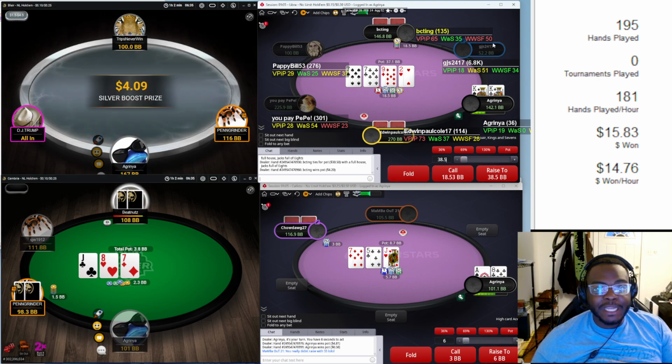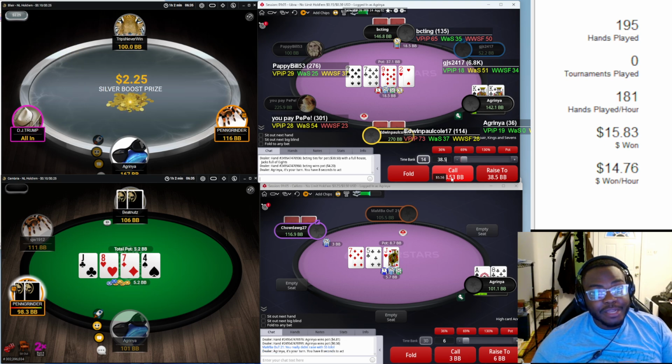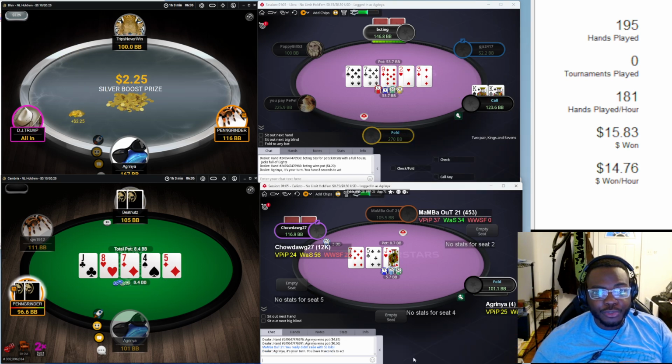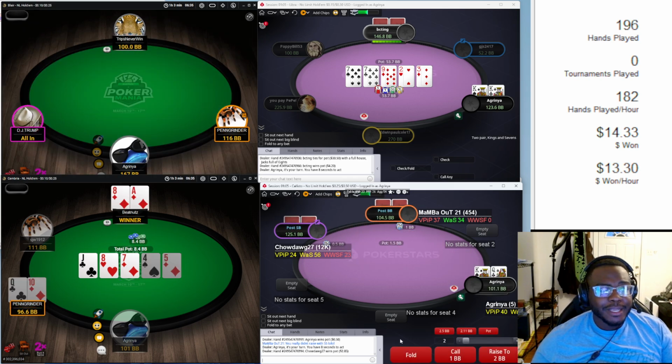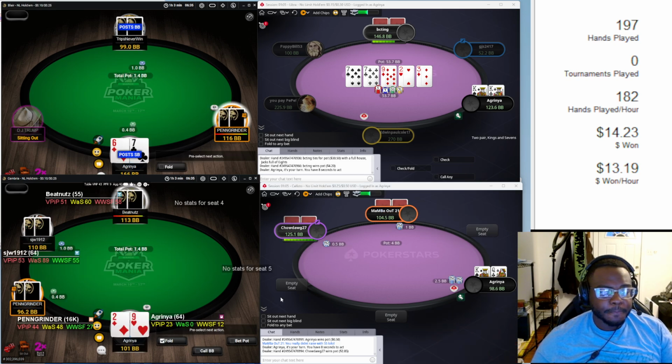He's fighting on a lot of runouts. He could have a 7 here, but our kings are pretty much too strong to fold. We're gonna call. It's a multi-way pot. Let's see what he does.